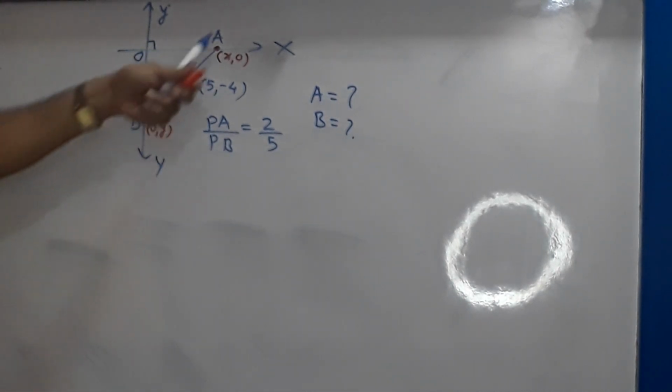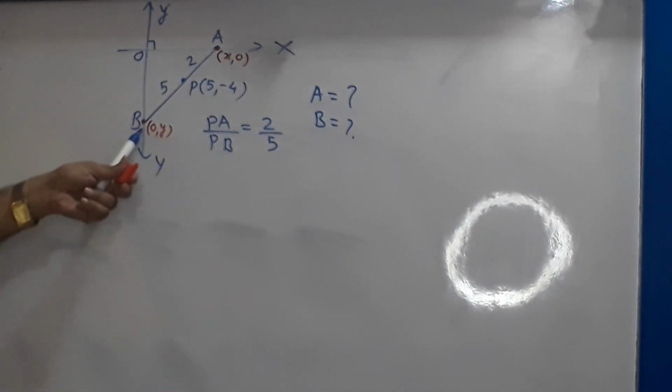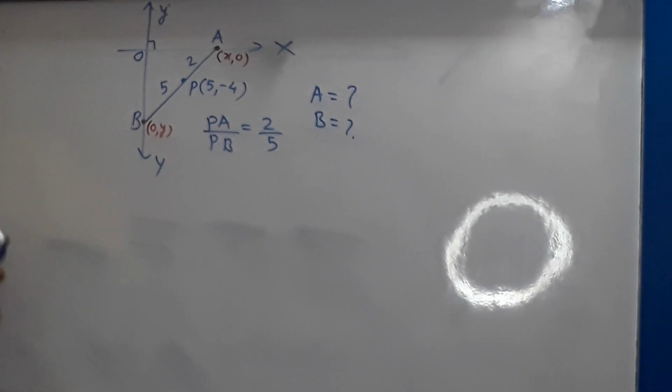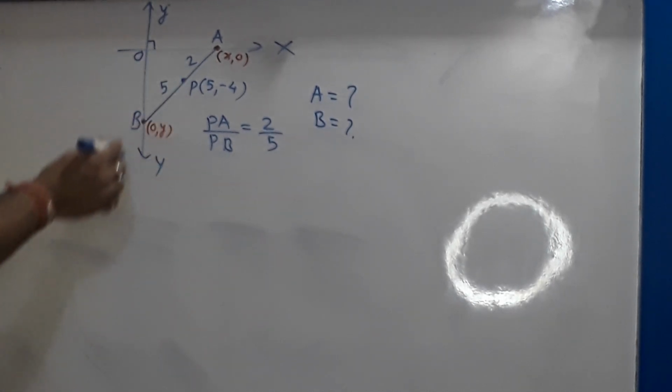A is a point on the x-axis, so its y coordinate, the second coordinate, must be 0, and the first coordinate is x. B is a point on the y-axis, so its first coordinate must be 0, and the second coordinate is y. Now we apply the section formula, because P divides AB internally in the ratio 2:5.